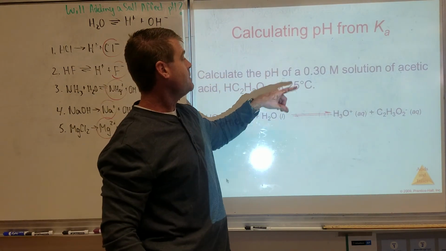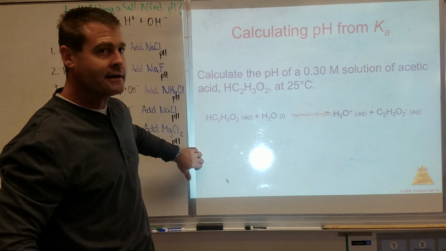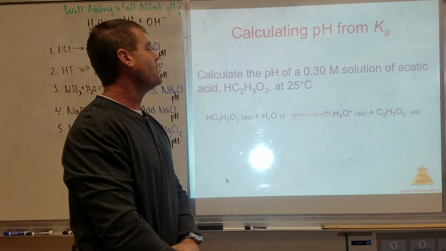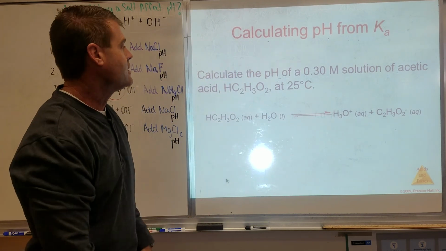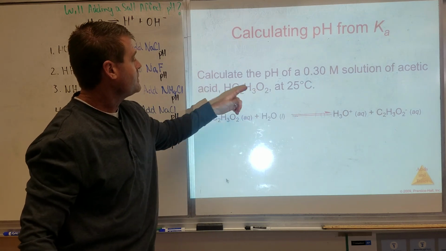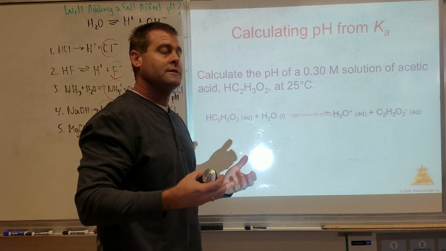So this says calculate the pH, and notice it's in purple, so you guys should write it down. It's good to have a representative problem to look back on in your notes. Calculate the pH of a 0.3 molar solution of acetic acid. You guys remember acetic acid is essentially your vinegar. You should just be able to look at that and tell it's an acid. You see it's got the hydrogen there, and what do acids do? They tend to give up the hydrogen.